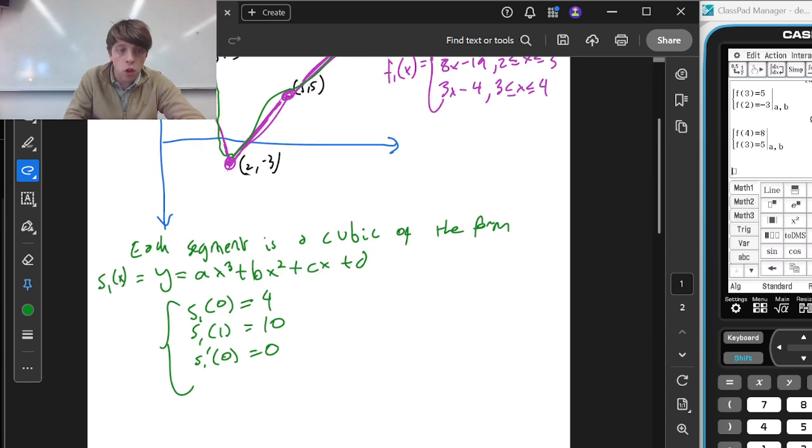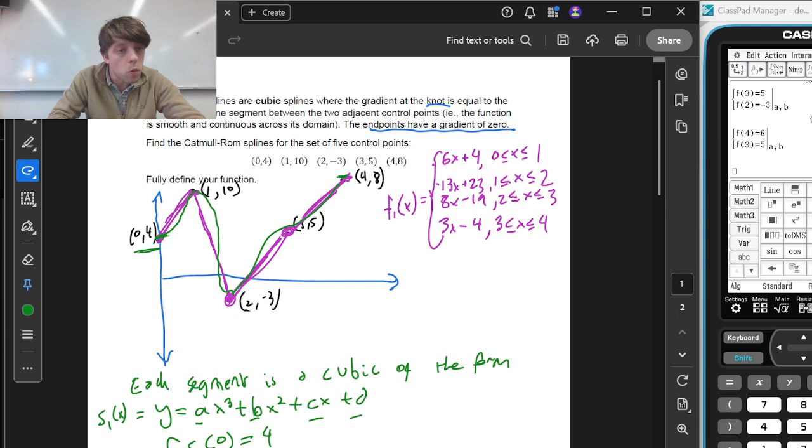Because we're dealing with a cubic, it has four unknowns, A, B, C, D here. We're trying to find those four unknowns, so we need one more piece of information. And what we use for that is actually the gradients of the two lines that we had at the start.